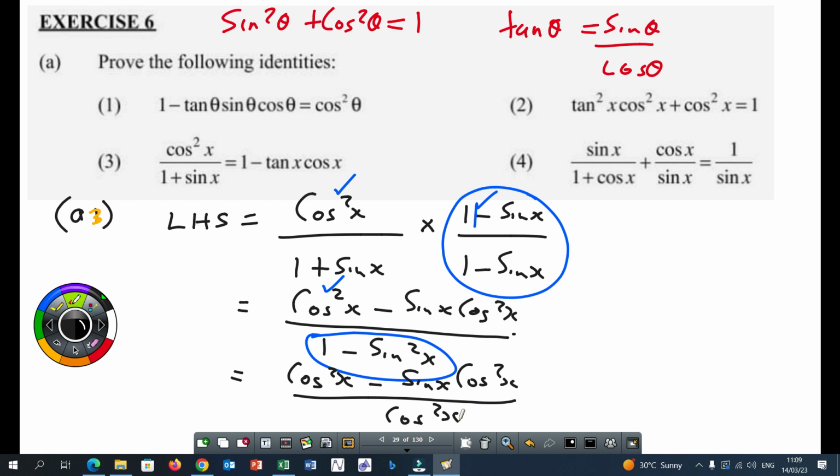Okay? Now your knowledge of fractions, you see that the cos squared x is a common what? Do you see that it's a common denominator? Do you see that? So you can split your numerators and write them under the same denominator. That's how you create this one here.